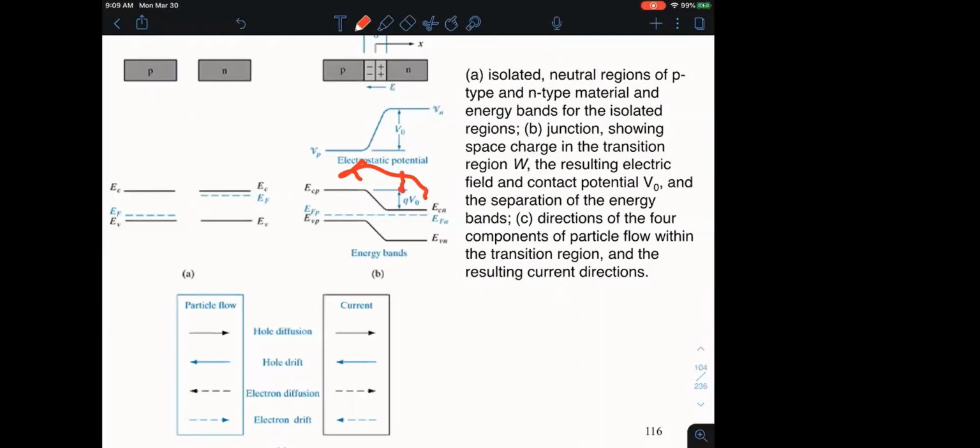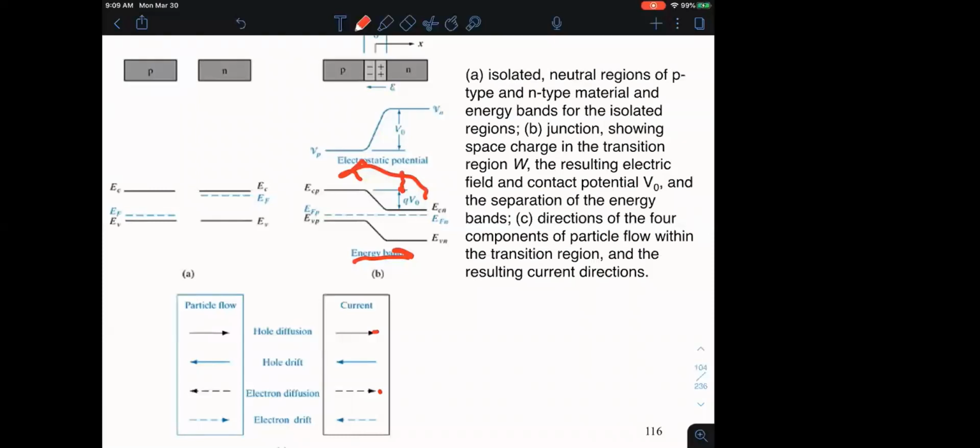Okay. Similarly, you'll have holes diffusing from the left to the right, as shown over here, and those are shown by these two arrows for electron and hole diffusion. Okay. So, what is that balanced by? How do you achieve dynamic equilibrium?